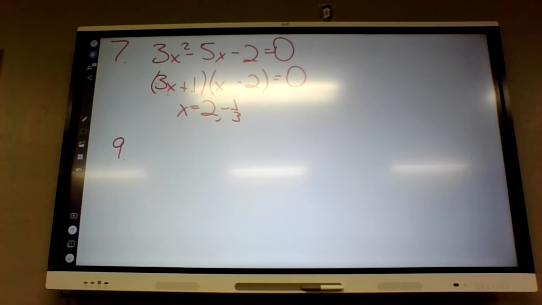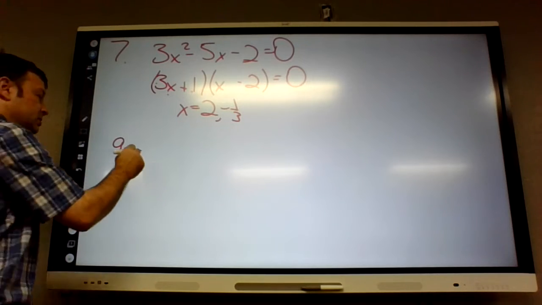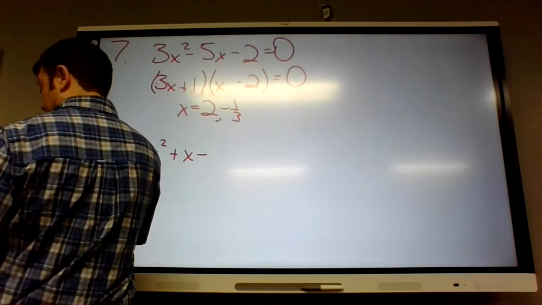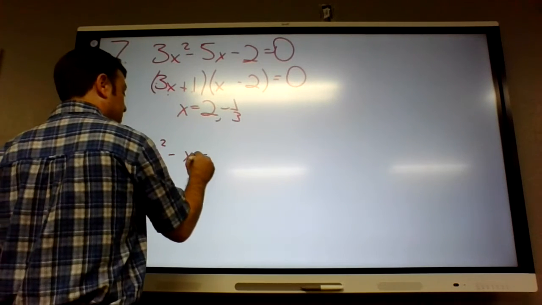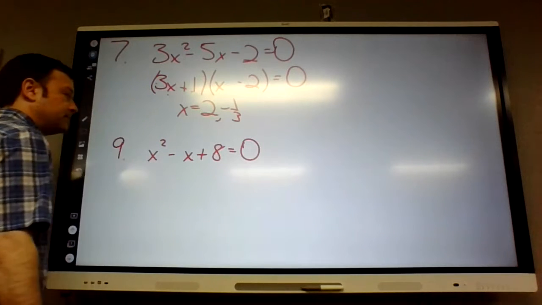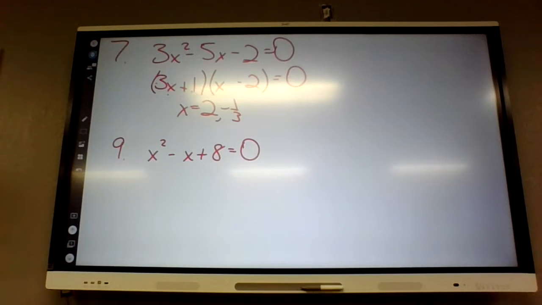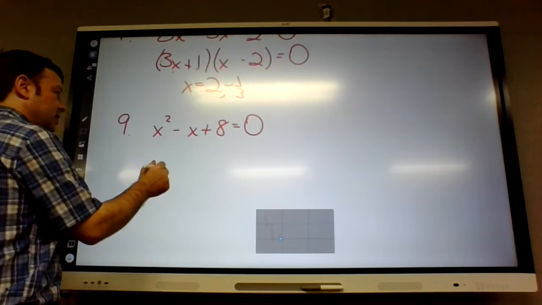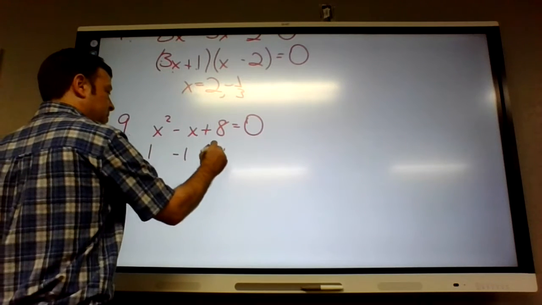Number 9, x squared minus x plus 8 equals 0. Does this factor? Anything multiplying to 8 that adds up to negative 1? The only things that go into 8 are 4 and 2, 8 and 1. Do those add up to negative 1? No. So this does not factor, which means what? Quadratic formula. A, B, C.